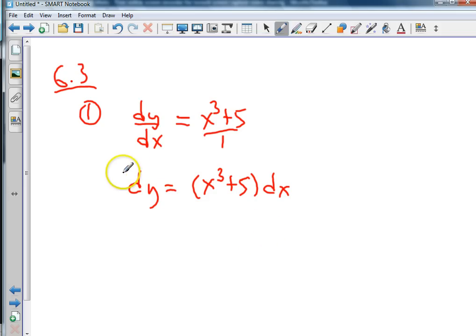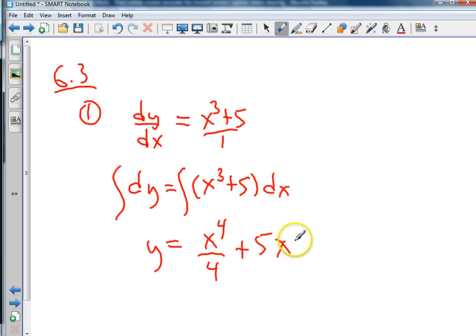Integrate both sides to get rid of the derivatives, right? So what do you get on this side? y. And what do you get on this side? x to the 4th over 4 plus 5x plus, don't forget, C or A or B, I don't care what you call it. Some constant of integration. I don't know that constant of integration unless they give me an initial condition or an initial value problem. They didn't, I'm done. Okay?